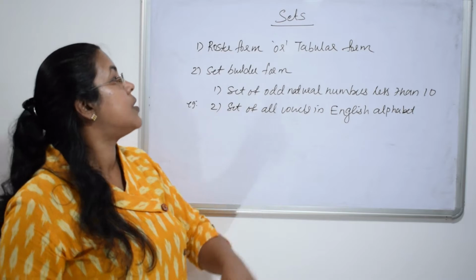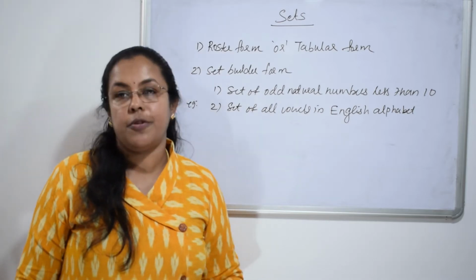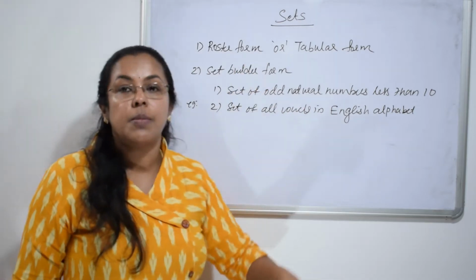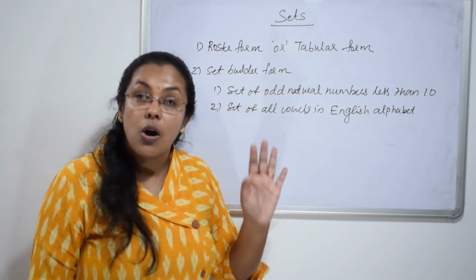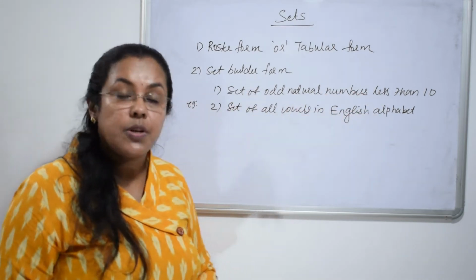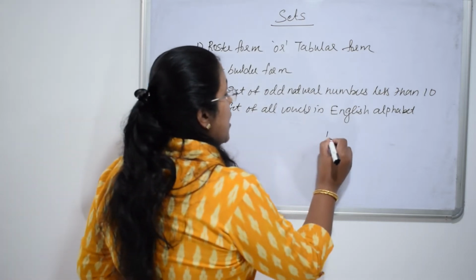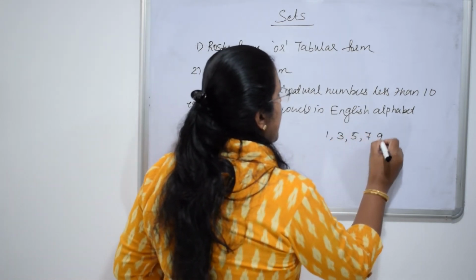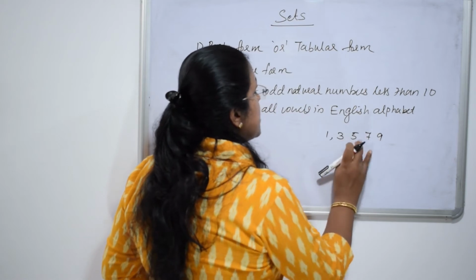First method is called roster method or tabular form. In this method, write all the elements of the set. Set of odd natural numbers less than 10. We know all the elements: 1, 3, 5, 7, 9. Write all the elements of the set.